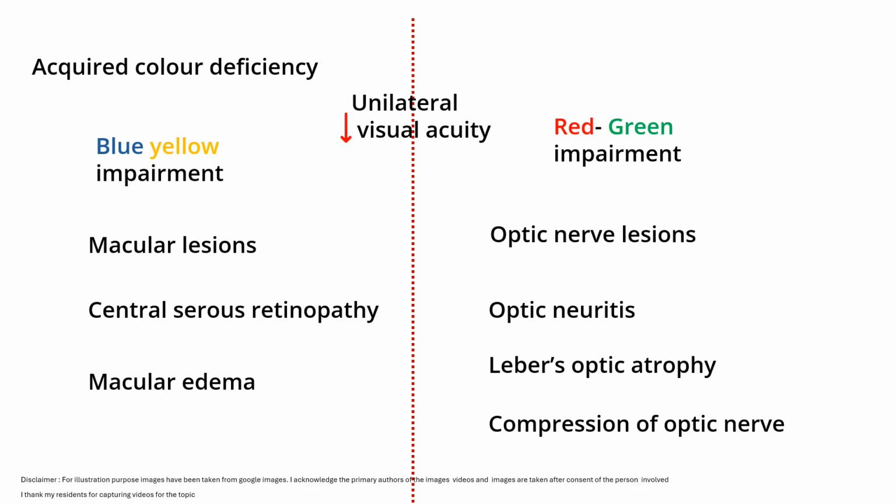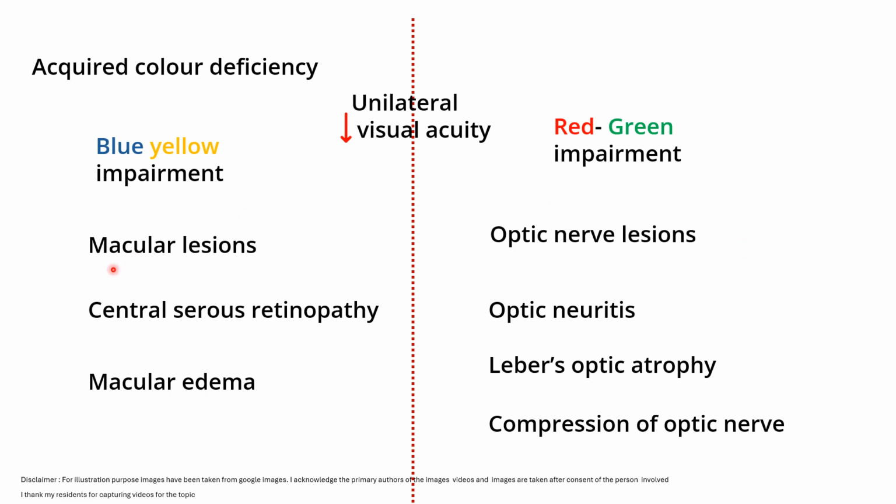Acquired color deficiencies can be of only two types: blue yellow impairment or red green impairment, and usually they are unilateral, and the visual acuity is also reduced. The visual acuity reduction is proportionate to the color vision loss in these cases. Unlike congenital deficiencies, where the visual acuity might be good and only color vision is reduced, in acquired color deficiencies the visual acuity is also reduced. For blue yellow impairment, please remember macular lesions. For red green impairment, optic nerve lesions.